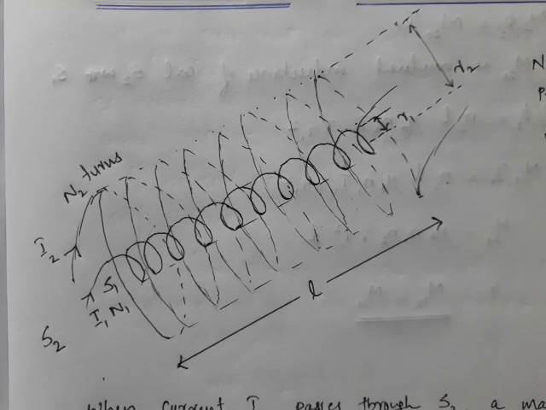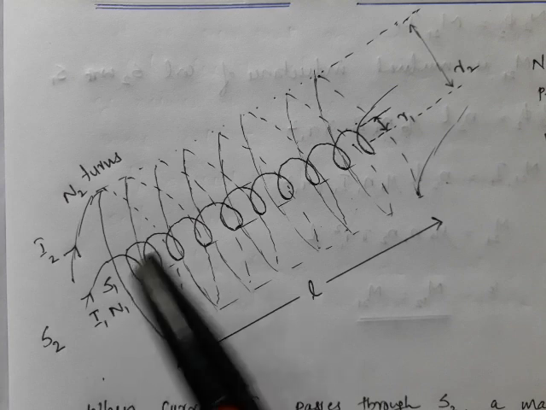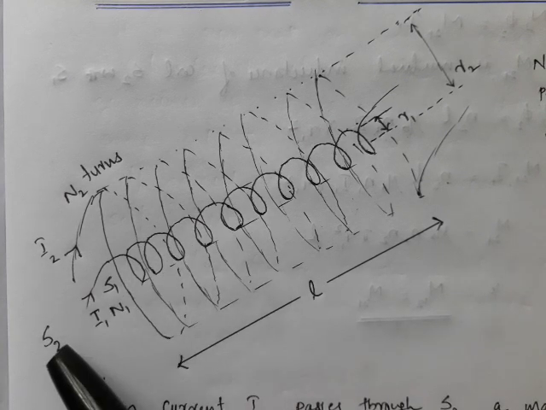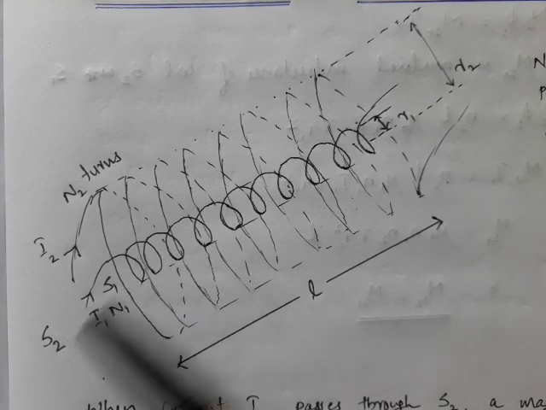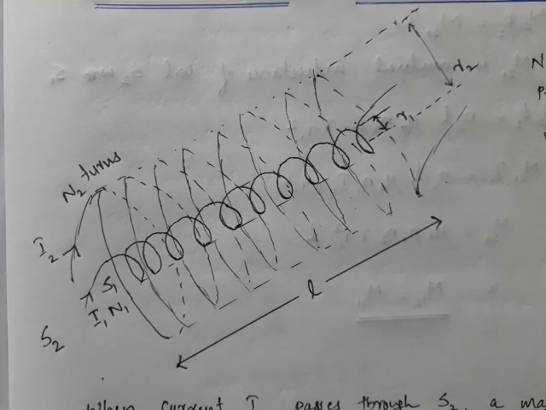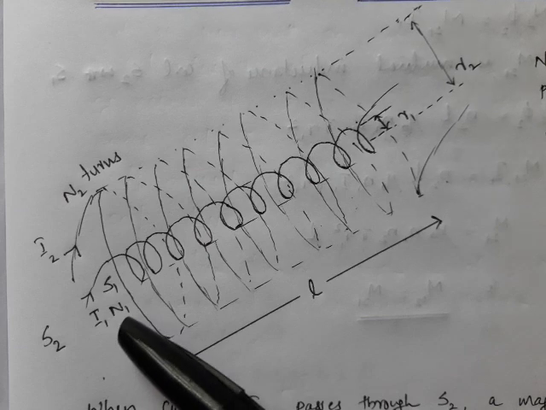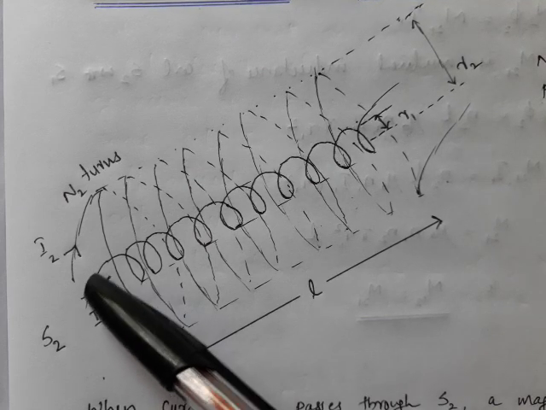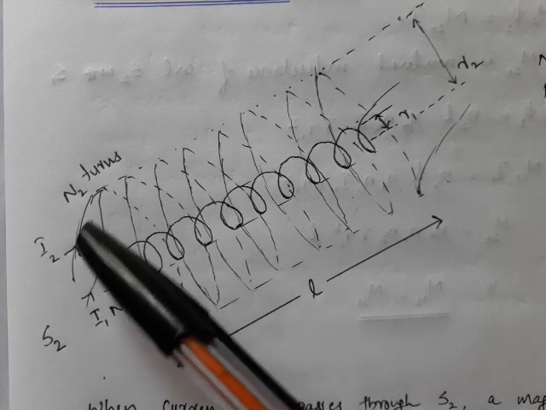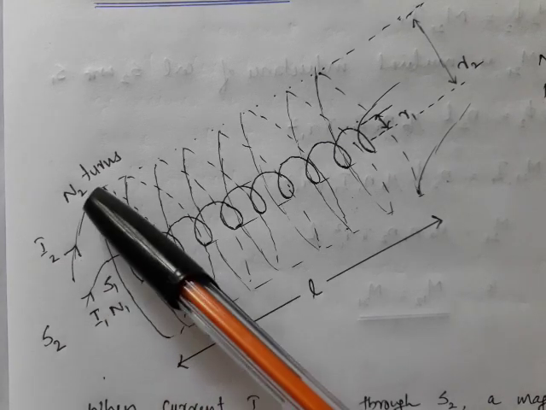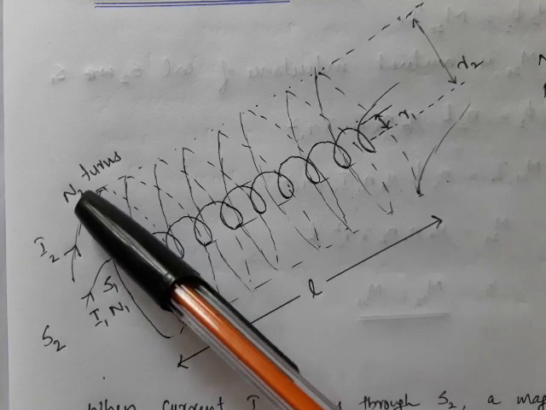The coils are S1 and S2. Solenoid S1 is inside and solenoid S2 is outside. This S1 is placed inside S2. Now let the number of turns in this coil be N1, and the number of turns in the outer coil be N2.